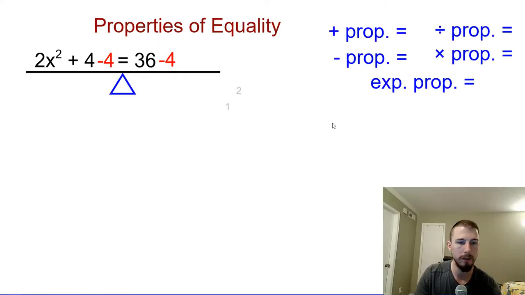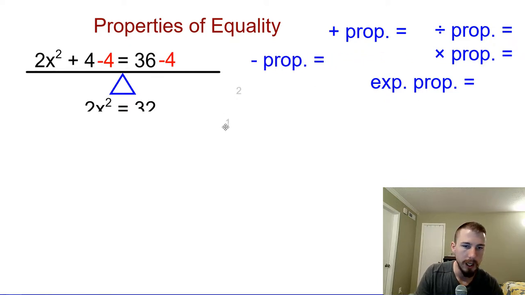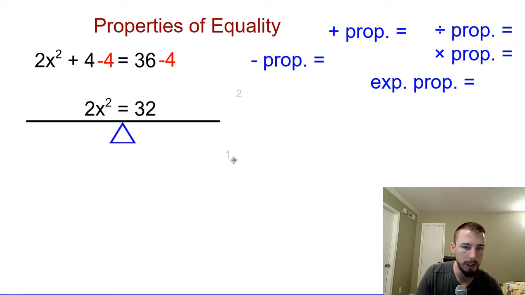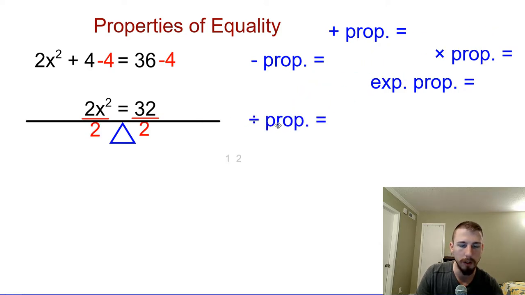All right, our properties of equality, I'll show that real quick. So if we want to subtract 4 from both sides, that's using a subtraction property of equality. And then after that, we're left with dividing both sides by 2. So that's going to be our division property of equality, because whatever you do to one side, you have to do to the other side for it to remain equal.